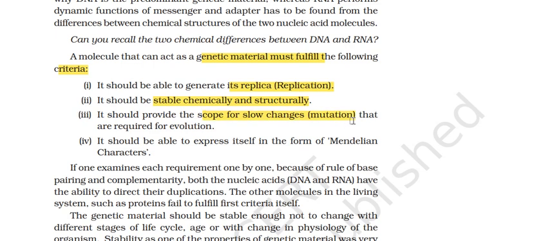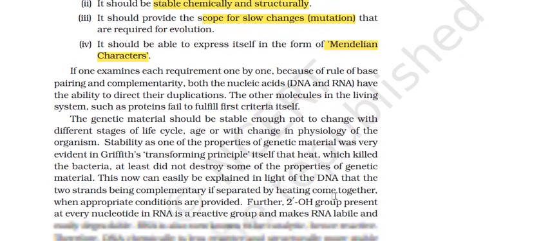There should be stability. It should be able to express itself in the form of Mendelian characters. It should be transmitted, inherited, it can express. If one examines each requirement one by one, because of rule of base pairing and complementarity, both the nucleic acids have the ability to direct their duplications. ठीक, दोनों duplicates बना सकते हैं. The other molecules in the living system such as proteins fail to fulfill the first criteria itself. पहला ही है कि protein अपने आप का replica नहीं बना सकता.